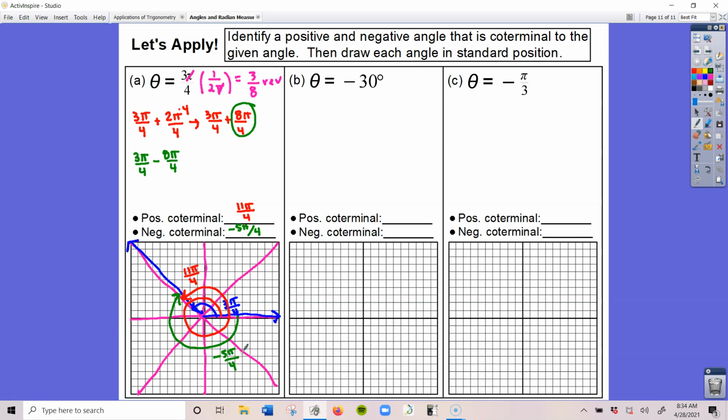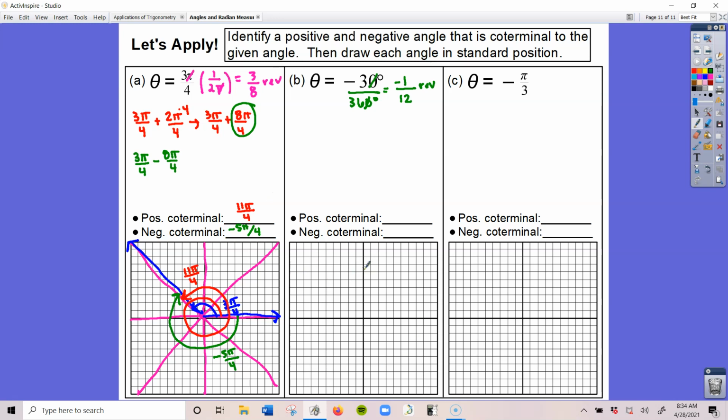Now let's look at this negative 30 degrees. First, I need to figure out how many revolutions or what fraction of a revolution we have. Since this is in degrees, that means that I'm going to divide by 360. We can simplify this fraction by canceling out the zeros, and 3 over 36 can be divided by 3. So negative 3 divided by 3 is 1, and 36 divided by 3 is 12. So that means that negative 30 degrees is negative 1/12 of a revolution.